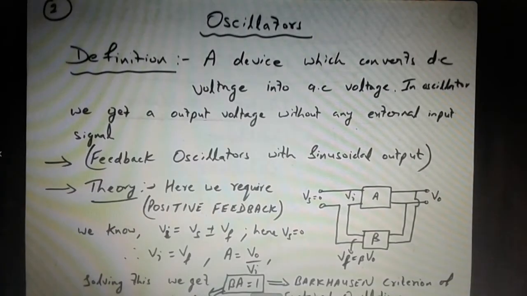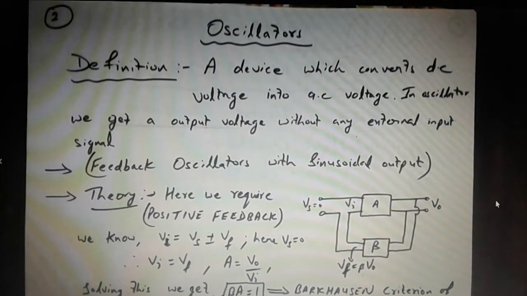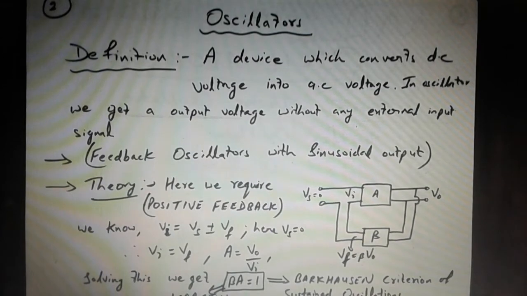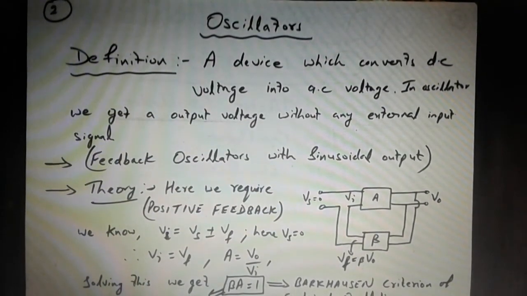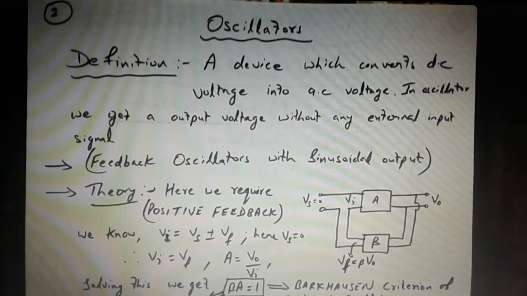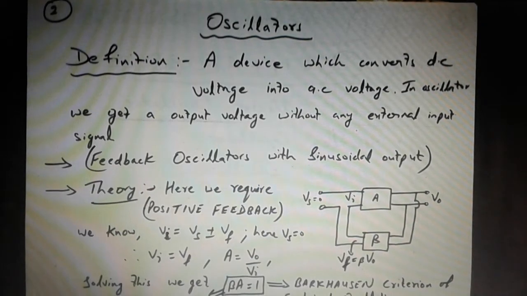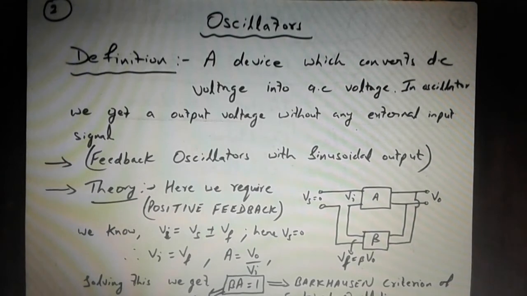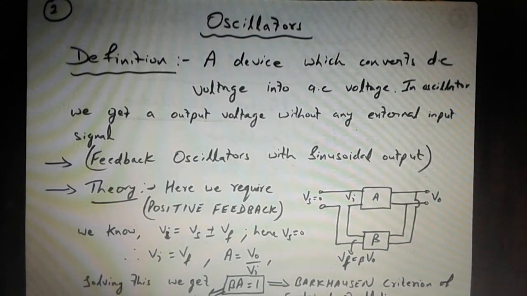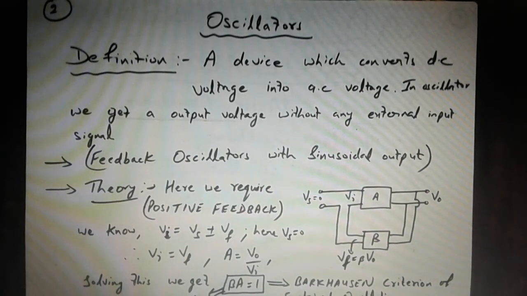Now, first of all, we will discuss what an oscillator is, its theory and principle. By definition, an oscillator is a device which converts DC voltage into AC voltage. As we have seen, a rectifier converts AC voltage into DC voltage, so an oscillator works just opposite to a rectifier. And here we find that we obtain output voltage even if the external input signal is 0.